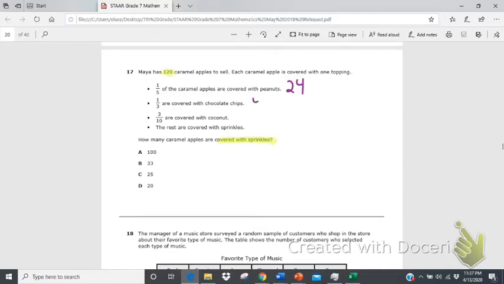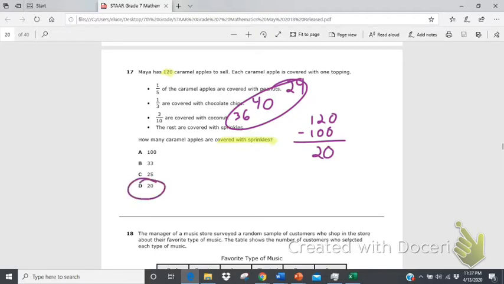1/3 of them are covered with chocolate chips, which means that there are 40 covered with chocolate chips. And 3/10 of them are covered with coconut, which means that there are 36 that are covered with coconut, and the rest are covered with sprinkles. You add these up here, and you determine that there are 100 apples that are not covered with sprinkles. So out of the total of 120 caramel apples, we subtract the 100 that are covered with peanuts, chocolate chips, and coconut, which are not the ones that we're looking for, which leaves us with 20. The remaining 20 are the ones that are covered with sprinkles.